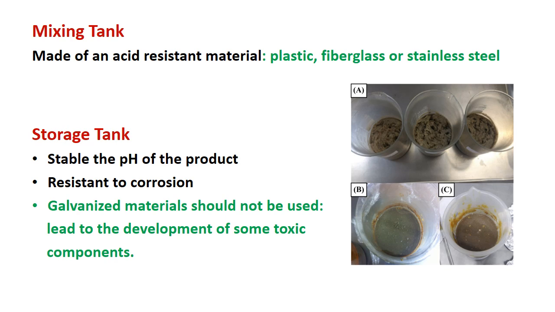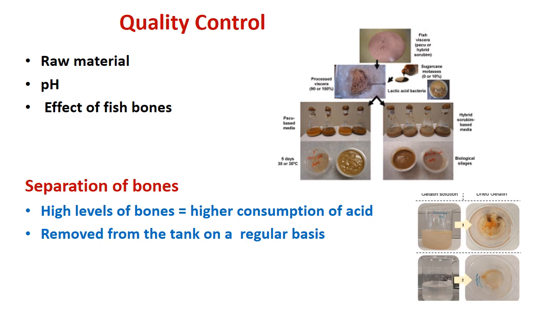The galvanized materials should not be used, which lead to the development of some toxic components. So this is about the containers for making or storing fish silage. Now we will discuss some of the quality control measures.